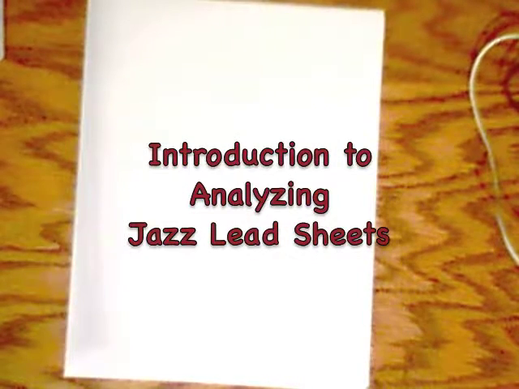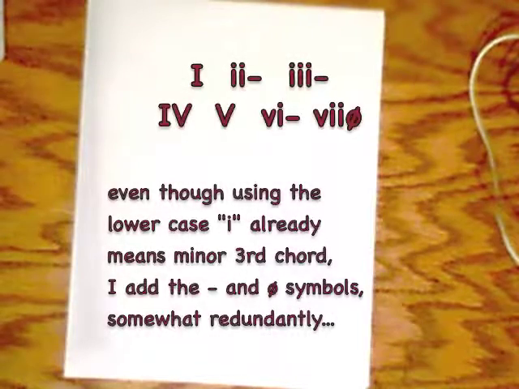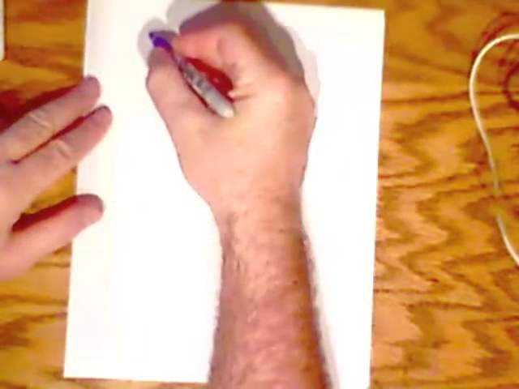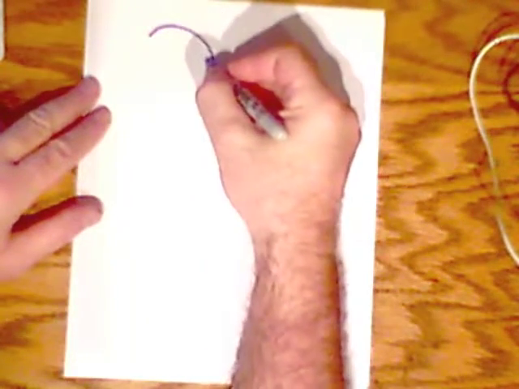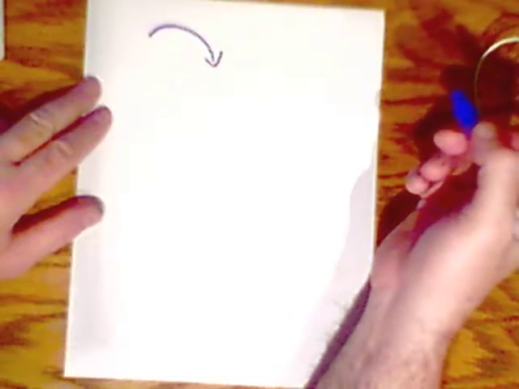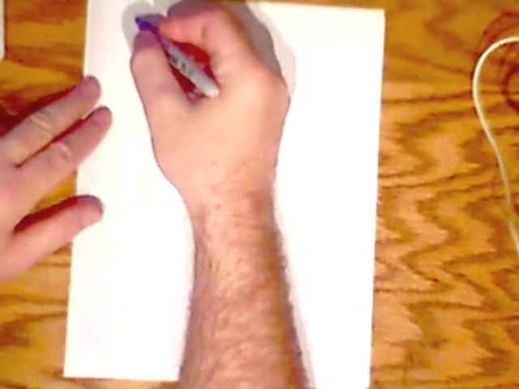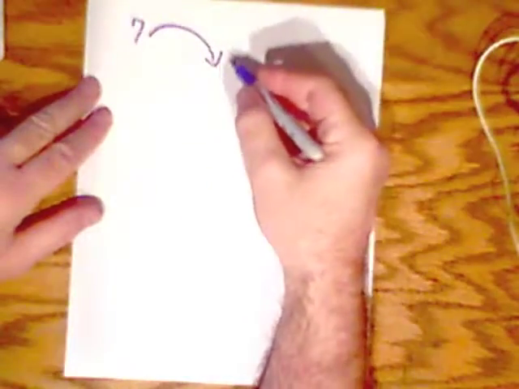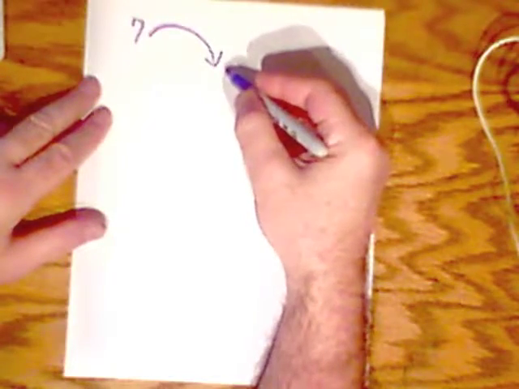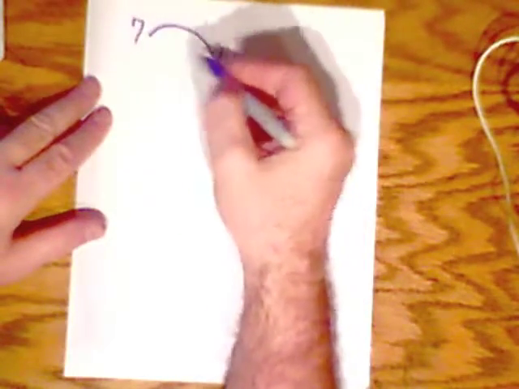Here's an introduction to analyzing jazz lead sheets. We'll be using Roman numerals, but before that, we'll be using a series of analytic symbols. A curved arrow like this, indicating a dominant resolution. On this side, we have a dominant structure chord. On this side, we have any chord whose root is a fifth below this chord.